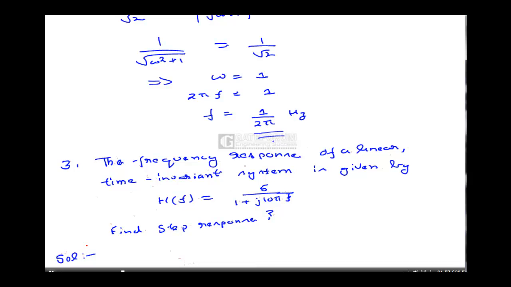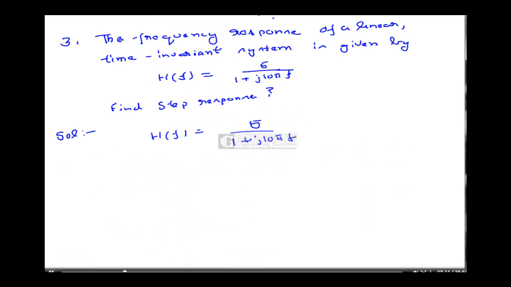Again, it is simple. H(f) is written like this, 5 upon 1 plus j 10 pi f. I can write H(f) also like this, with omega equal to 2 pi f, this will become 1 upon (1 by 5 plus j omega), H of omega. Now for this I can find the inverse Fourier transform. On finding the inverse Fourier transform, I will get h(t), and that h(t) is nothing but the impulse response of the system. Now to get the step response, we need to integrate the impulse response.